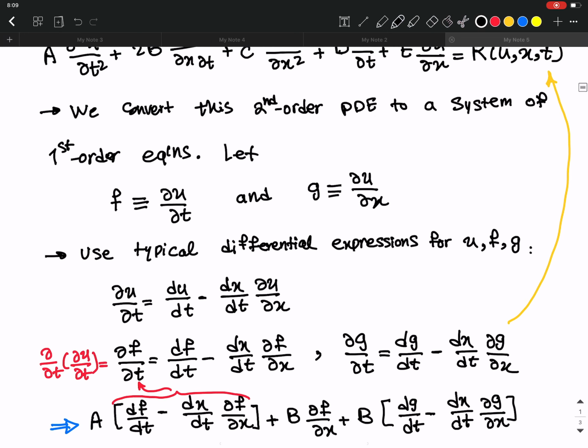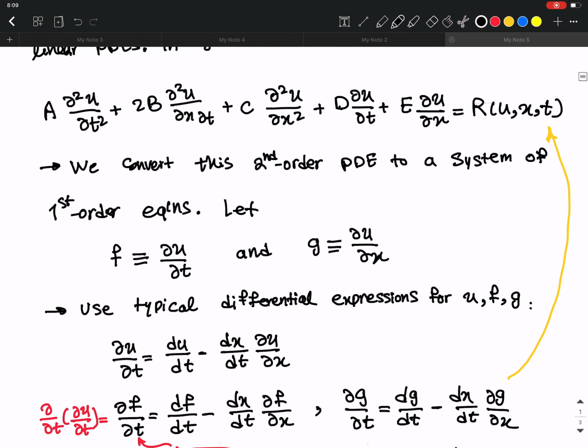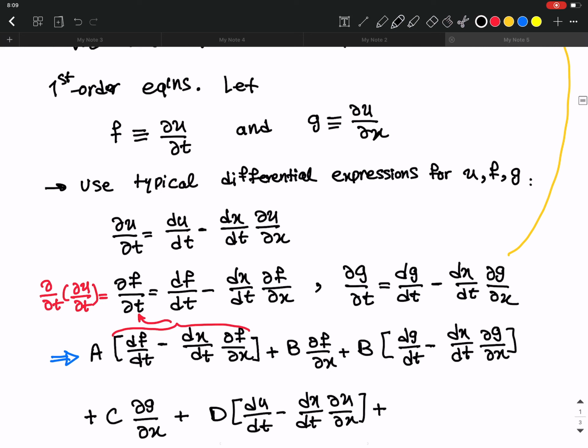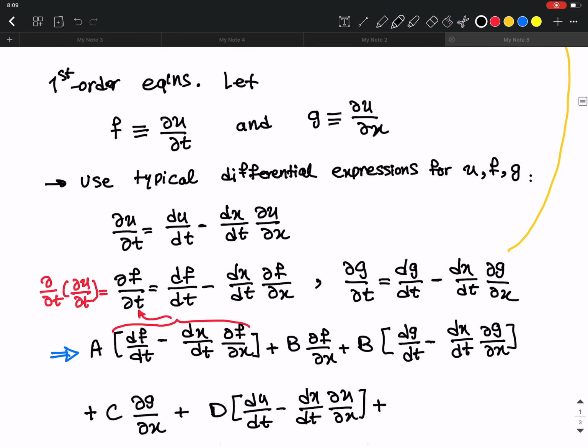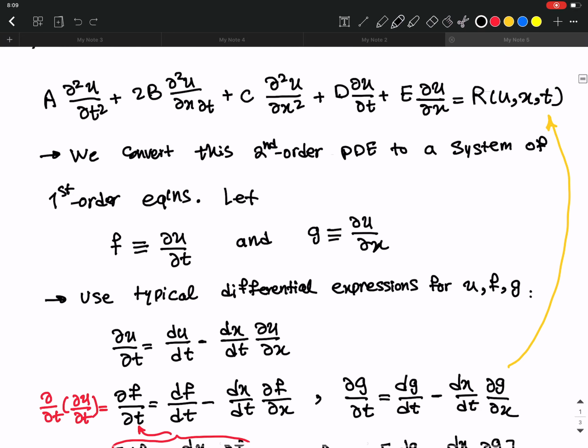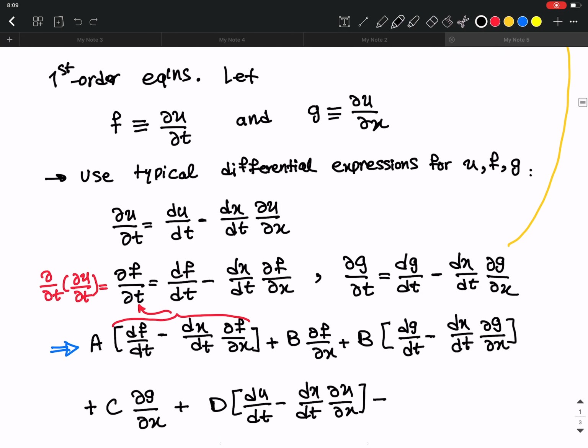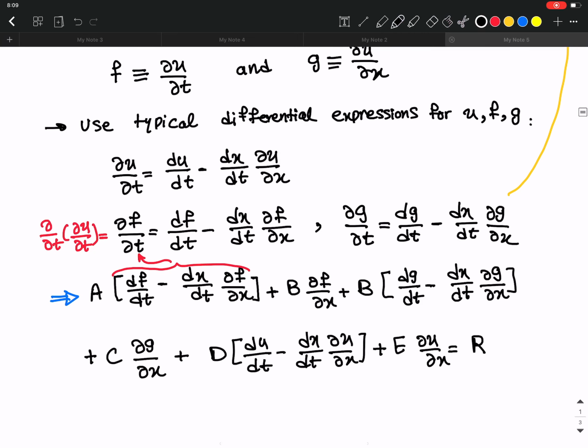plus the last term. I wanna write everything in terms of partial u partial x and partial f partial x and partial g partial x. So the last term is e partial u partial x, and this equals to r. Okay.